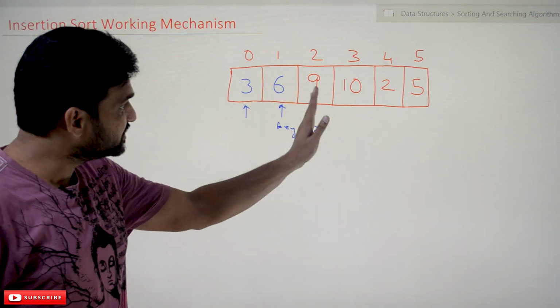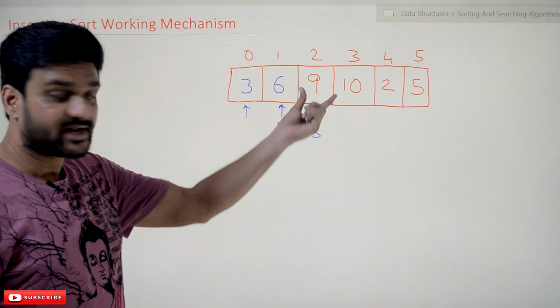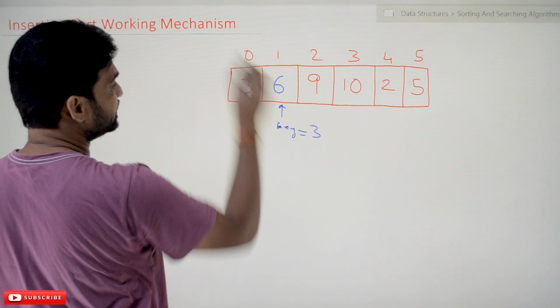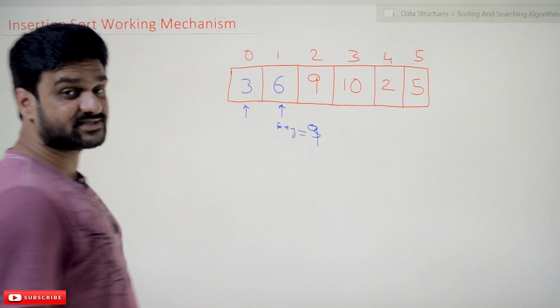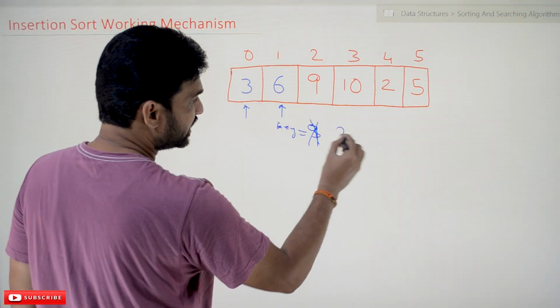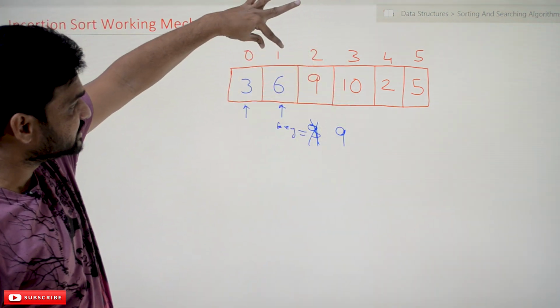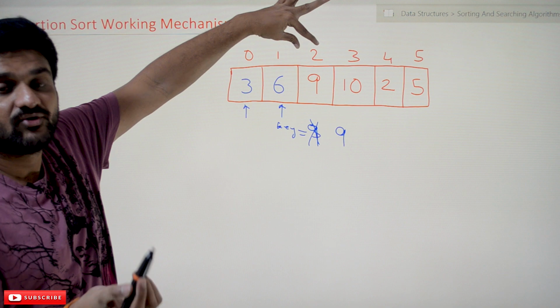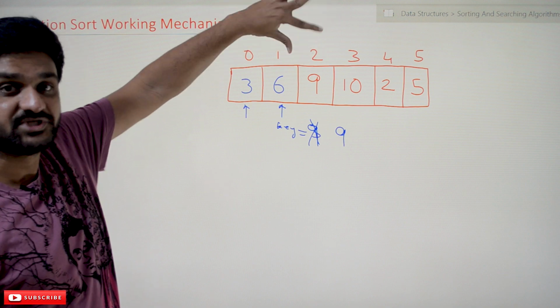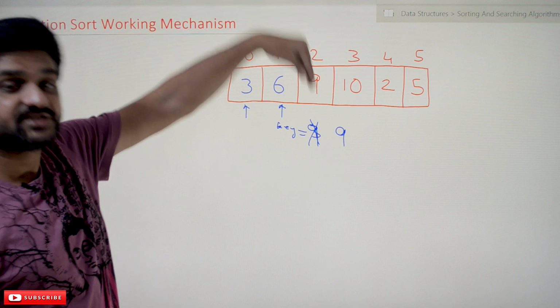Now the next element that needs to be compared, 9, will be taken out. Now the key element is 9. Okay, so at this point of time the key element is 9. Now 9 will be compared with 6. Is 6 greater than 9? No, it is not. So keep it in its position.